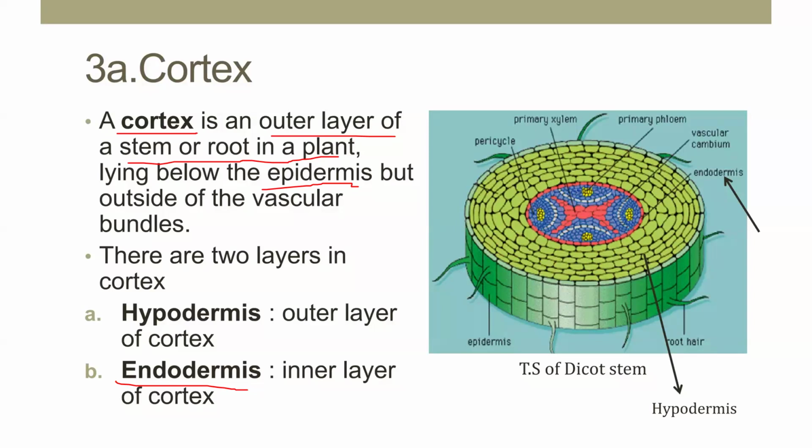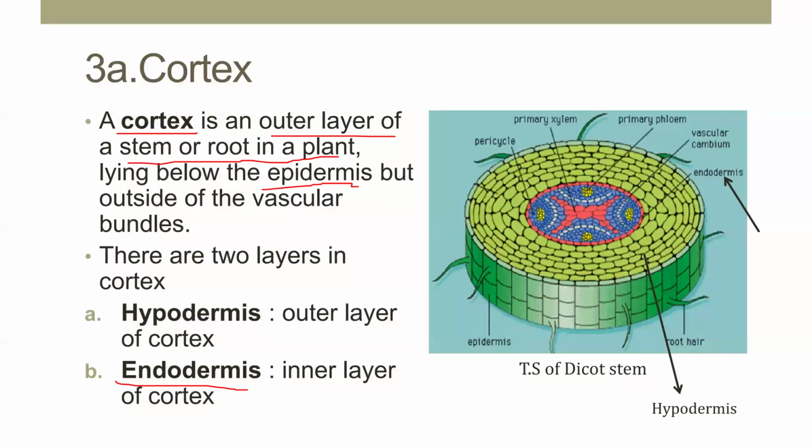Next, the main functions of the cortex: it primarily serves as protective tissue, and it may also be useful for the storage of food materials and for carrying out photosynthesis. Generally, the cortex is made up of parenchyma cells, which contain chloroplasts and help in photosynthesis. If the cortex is made up of collenchyma and sclerenchyma, it helps in mechanical support.